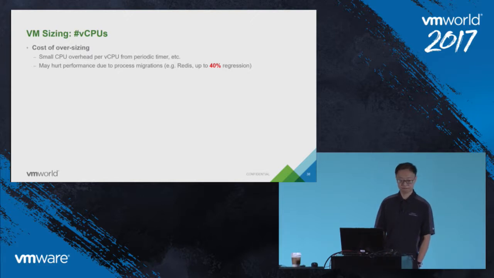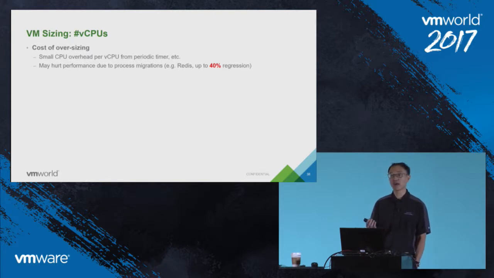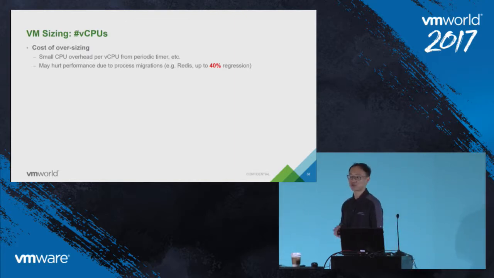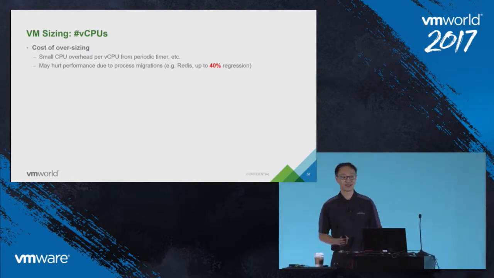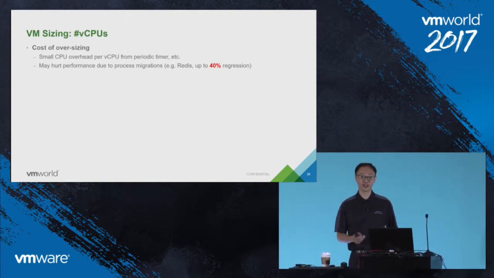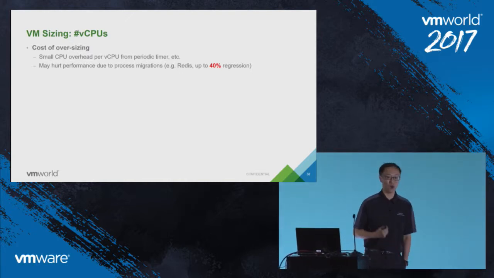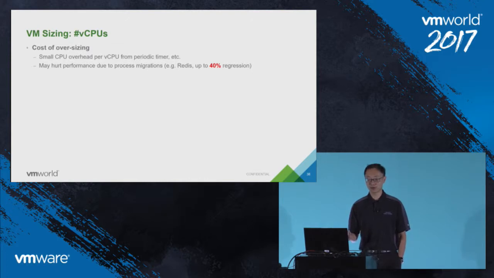VM sizing. Let's first talk about vCPU sizing. What's the cost of oversizing a VM? If your application developer tells you, hey, my application is awesome, I can use 8 vCPUs, 10 vCPUs, 20 vCPUs, no problem, please give me those vCPUs. Well, they're probably right, but you don't know, so you need to be careful. It's up to you. So why can't we just give them 20 vCPUs?